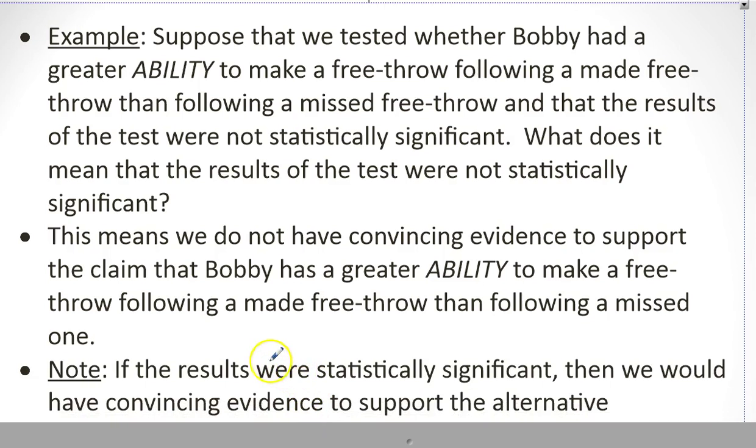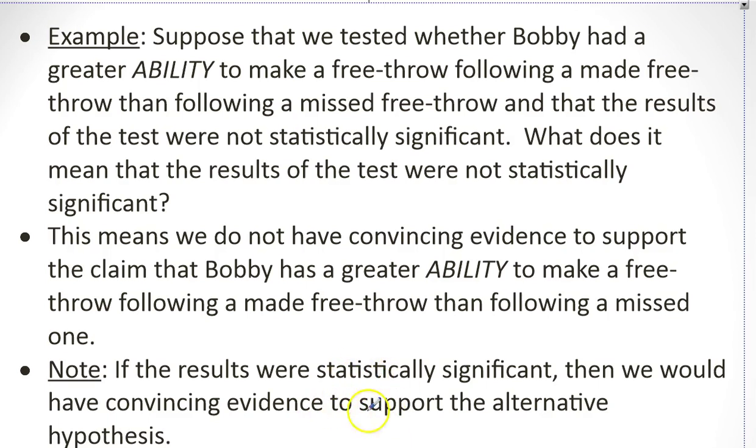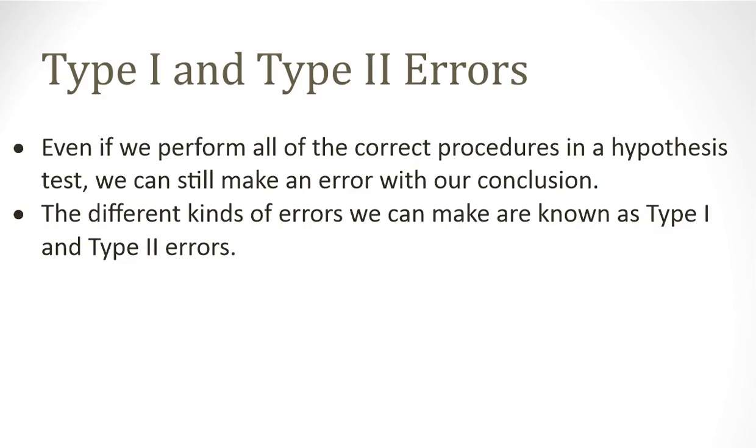Okay, so again, if the results were statistically significant, we would have had convincing evidence to support the alternative hypothesis. So think about what must have been the p-value in that case. To be statistically significant, the p-value must have been low, right? Something that doesn't happen often, like a snowstorm in September.